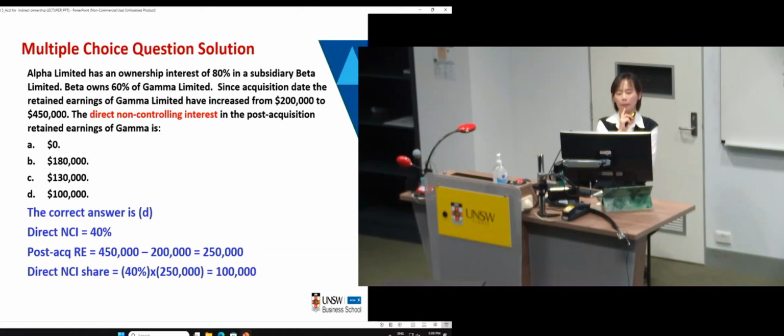250,000 multiplied by total NCI interest in Gamma. You include INCI interest as well. Okay, so be careful. The question here asks for DNCI only. So DNCI is only 40%.